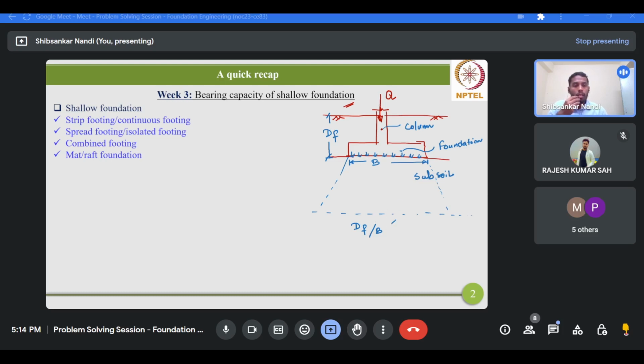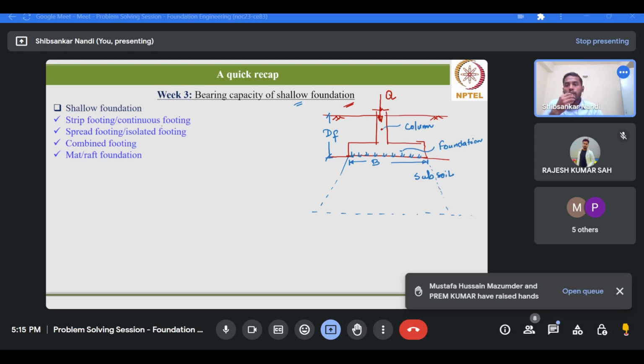So if Df by B is less than 1, it will be under this category, shallow foundation. Otherwise, if it is greater than 1, it will be under deep foundation. Again, deep foundation can be of two types, moderately deep and highly deep. Those are not part of this discussion, so we'll discuss those in the subsequent sessions. Now this shallow foundation again can be of four types. First one is the strip footing or continuous footing.